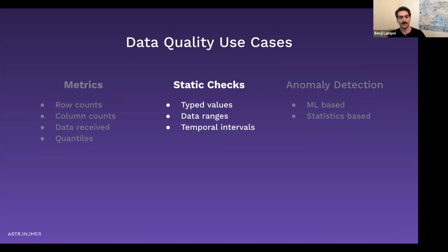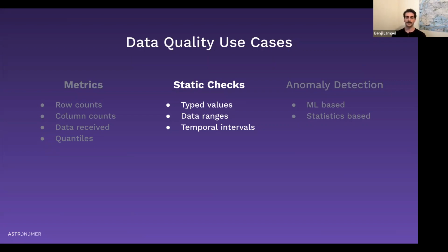The other major data quality use cases are metrics. So things like row counts, column counts, the number of bytes received, and things like quantiles on different datasets. These metrics are more like metadata for our datasets. They aren't necessarily giving us a true or false value back. They're just giving us the information. The static checks are more focused on those true or false values.